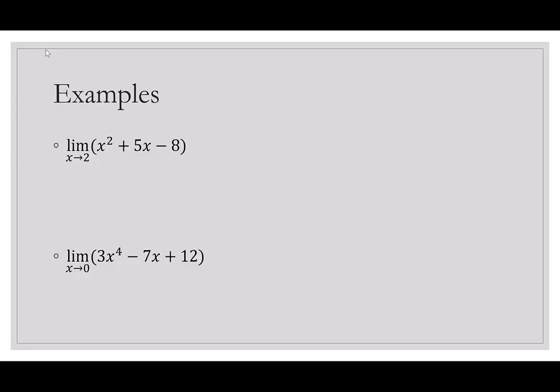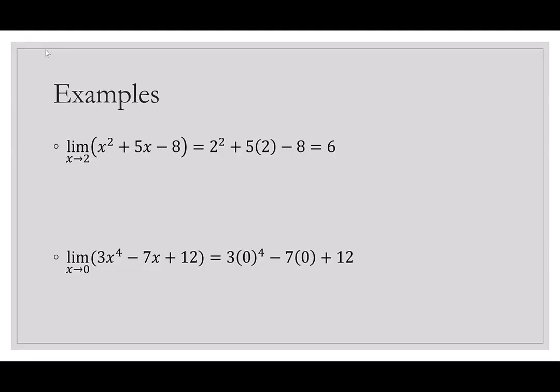Let's try that. The limit as x goes to 2 of x squared plus 5x minus 8 will be 2 squared plus 5 times 2 minus 8. We plugged in the value of 2 everywhere it said x. You could grab your calculator or do it in your head, whatever makes you happy, and that will give you 6. Also, a slightly different polynomial: the limit as x goes to 0 of 3x to the 4th minus 7x plus 12. I plug in 0. So I have 3 times 0 to the 4th minus 7 times 0 plus 12, which is 12.